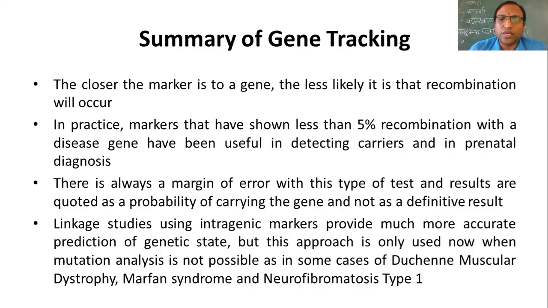Linkage studies using intragenic markers provide a much more accurate prediction of genetic state. But this approach is now used only when mutation analysis is not possible, as in some cases of Duchenne muscular dystrophy, Marfan syndrome, or neurofibromatosis type 1. These are the different diseases or syndromes which can occur if not diagnosed properly. If the linkage markers are not created, they will leave it like that, and when the baby is born, no one can blame the gynecologist, because they have to undergo all this testing.